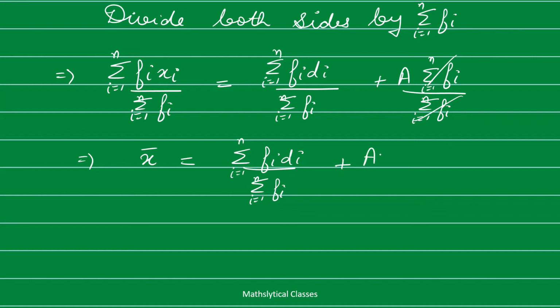So we get the formula of x bar which we use in the assumed mean method, which is a plus summation fi di divided by summation fi, i varying from 1 to n. So this proves our property.